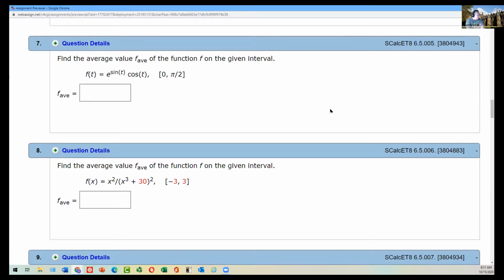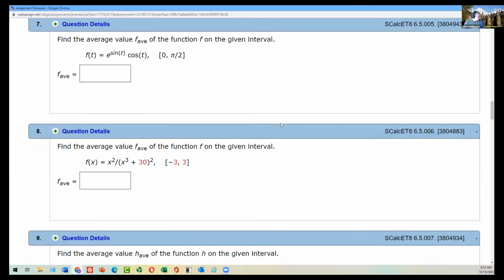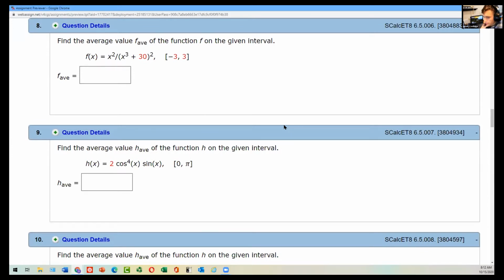If you're going to do question 7, it's just an average value, right? There isn't that second bit yet. What method will you use to integrate e to the sine t cosine t? U sub. And the u sub will be? Sine of t. Correct. In question 8, what technique are you going to use here? U sub. And what's the u sub this time? X cubed plus 30. Right. Hopefully, are we getting better at recognizing u sub questions, and what the u sub should be to make it work?